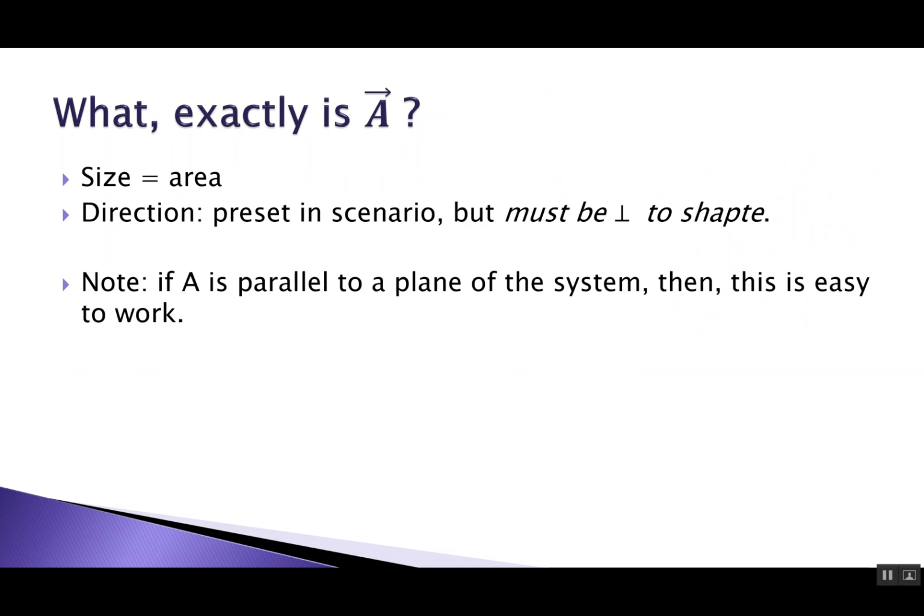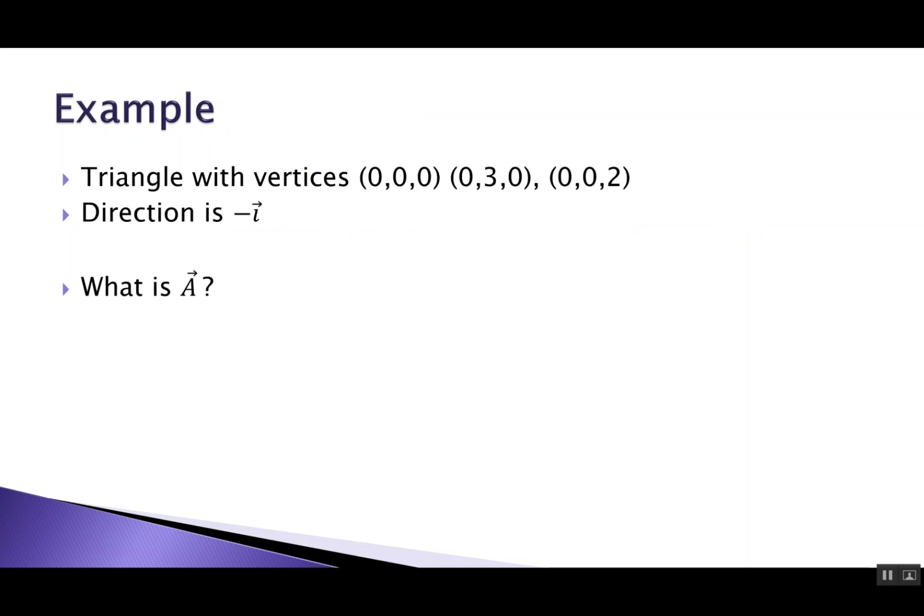Okay, so let's talk about that dA. All right, first of all, we're going to talk about just an A as a vector. What does an A as a vector mean when we have a hoop? The size of A will be the area, and the direction of A will be preset, but it must be perpendicular to our shape. Note, if A happens to be parallel to a plane in the system, this is easy to work. So let's look at an example.